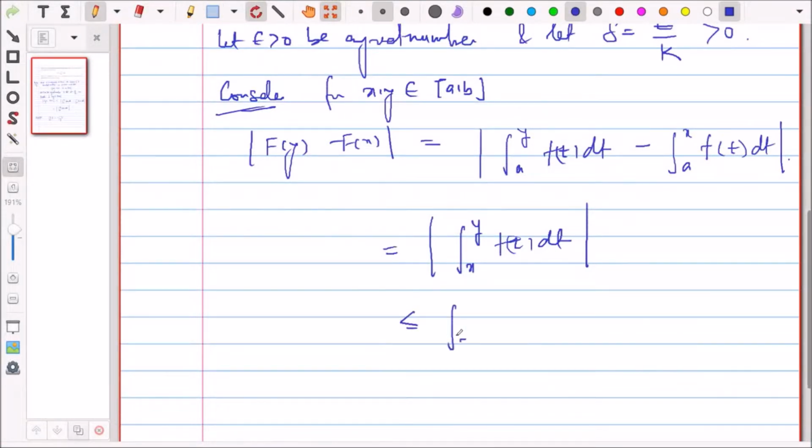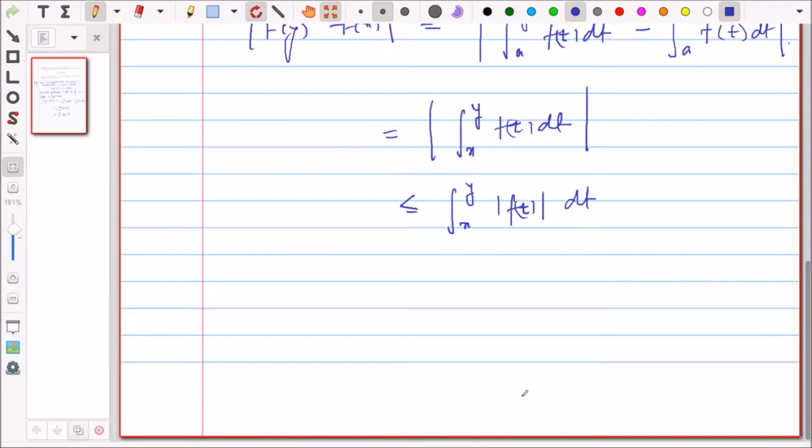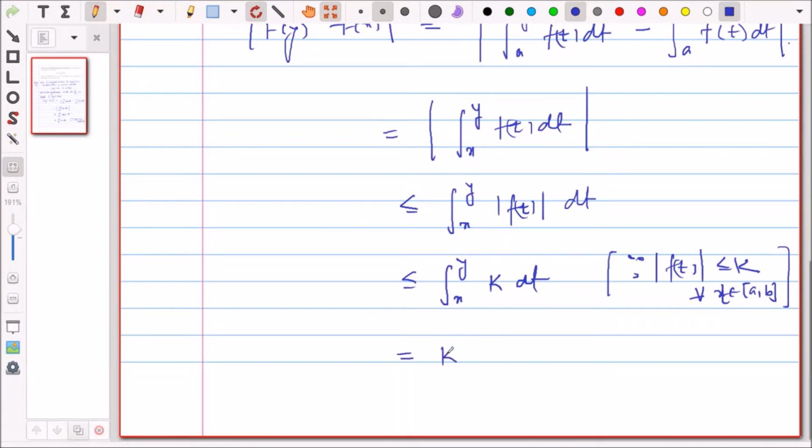Now this is less than or equal to the integral from x to y of |f(t)| dt, right? We have already done this result. What next? Now |f(t)| is less than or equal to k for all t belonging to [a,b], and x, y are inside [a,b]. So this will be equal to k times (y minus x), right?